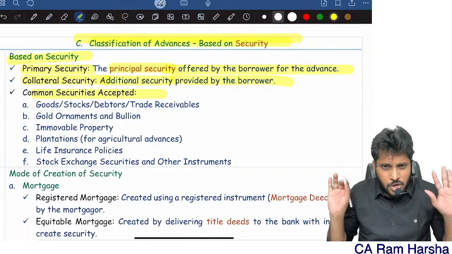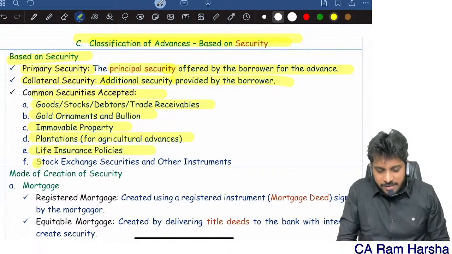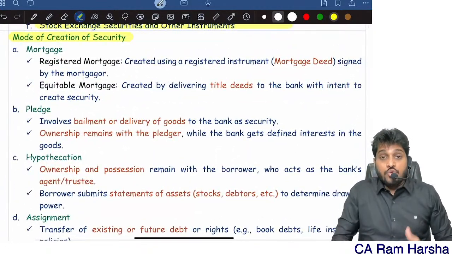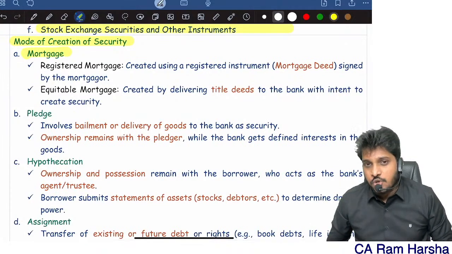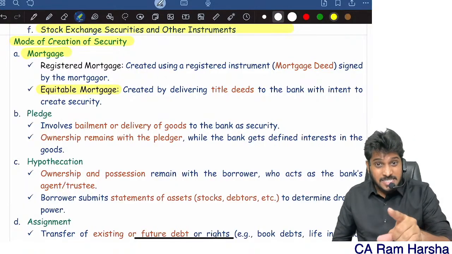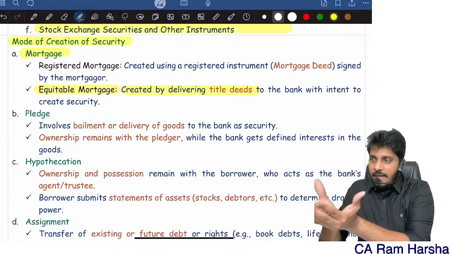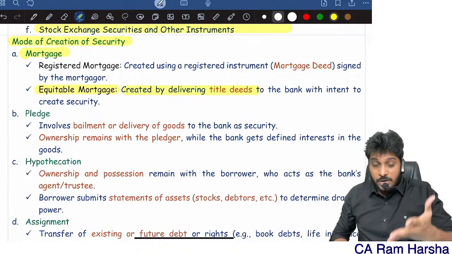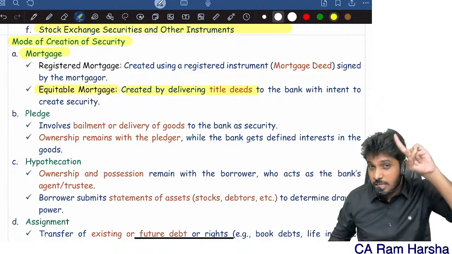Then, what are the various common securities which a bank will accept? Goods, gold ornaments, immovable property, plantation, LIC life insurance policies, stock exchange securities. Any of these can be given as security. Again, about the mode of creating the security: one is mortgage. If immovable property is given as security to a bank, that's called a mortgage. Mortgage is of two types: registered mortgage and equitable mortgage. Equitable mortgage is there in the informal lending sector, where ownership documents are given to the bank, and that's how the mortgage is created. In a registered mortgage, we go to the registrar office and register the mortgage deed with the bank. So the registered mortgage is powerful, remember.